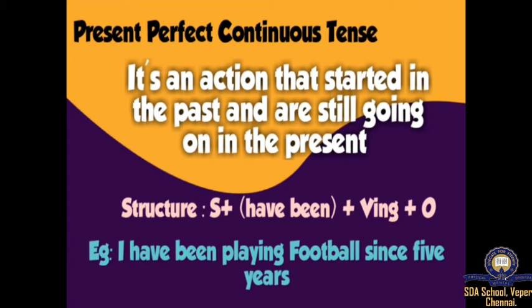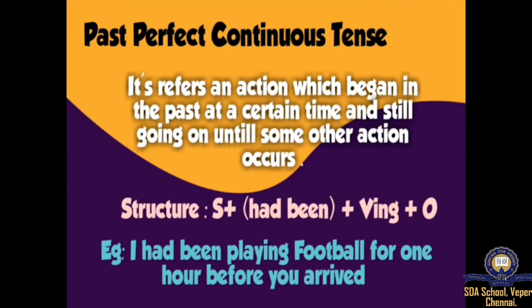Example, I have been playing football since 5 years. Here, more importance is given to the event start time. That is since 5 years. Therefore, it's called present perfect continuous tense. Now, let's move on to the next category. It's past perfect continuous tense. Let's see its definition.